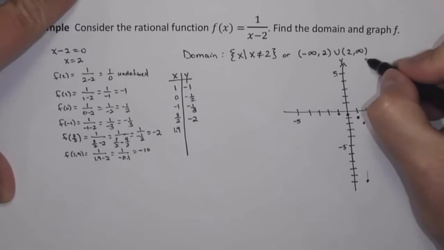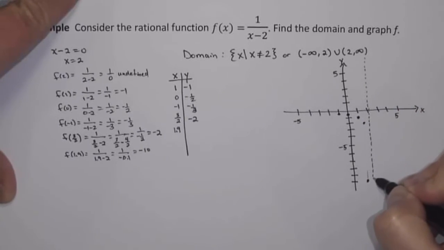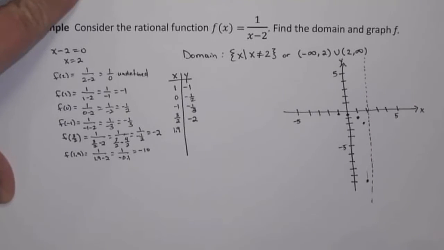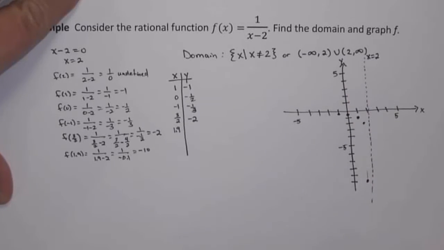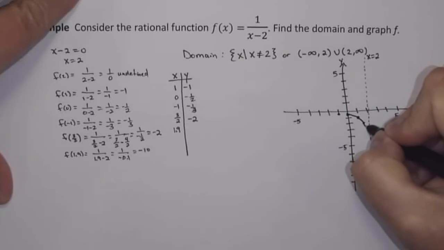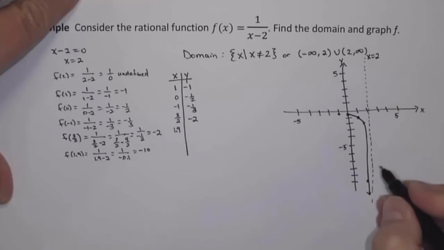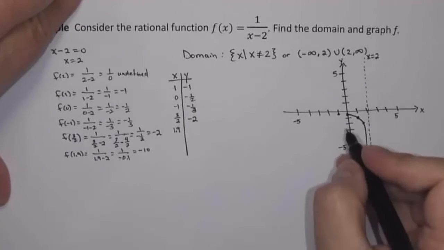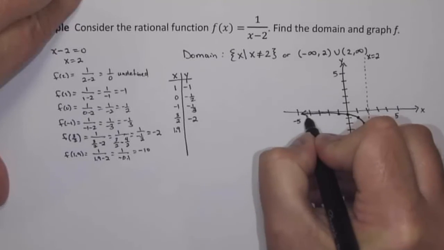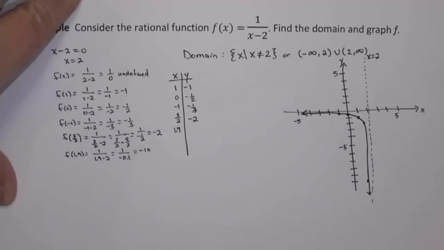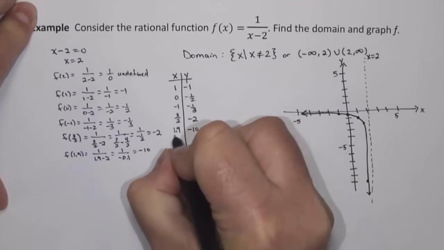So what's actually happening, I mentioned earlier that we had these vertical asymptotes. So this vertical line that I just drew in as a dotted line is the vertical line x equals 2. This graph is going to get closer and closer and closer to that vertical line, but it can never actually touch that line. And as I go this way, this graph is going to keep getting closer and closer and closer to the x-axis, but it can never actually touch the x-axis. Now, I didn't write in my value here, negative 10.